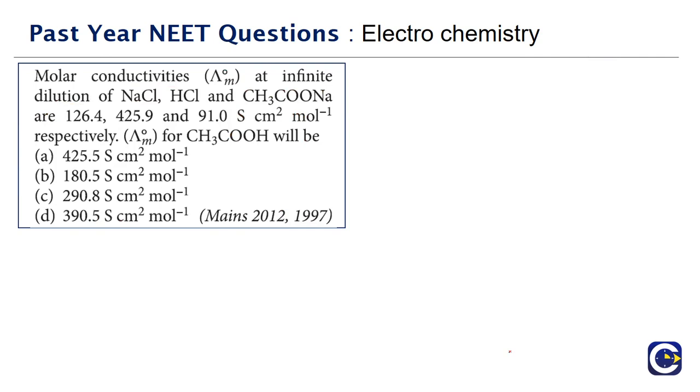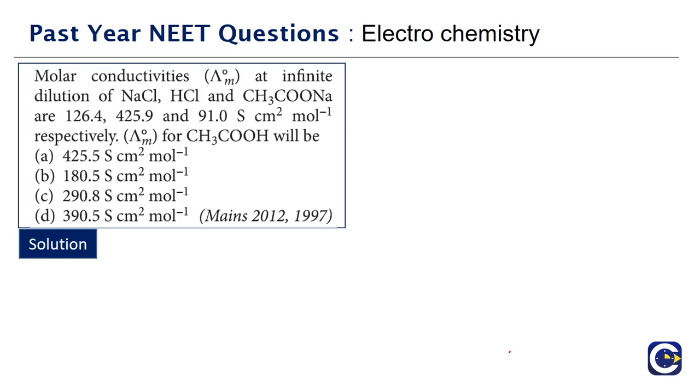Let's look at a question that has come in multiple years, this model of question particularly. This is a question based on the Kohlrausch law. Kohlrausch law says that at infinite dilution, the molar conductivity of the electrolyte is equal to the sum of the molar conductivities of the respective ions multiplied by the number of times they appear in the electrolyte. It's a very standard definition, and we will see what steps are involved in solving a problem based on the Kohlrausch law.